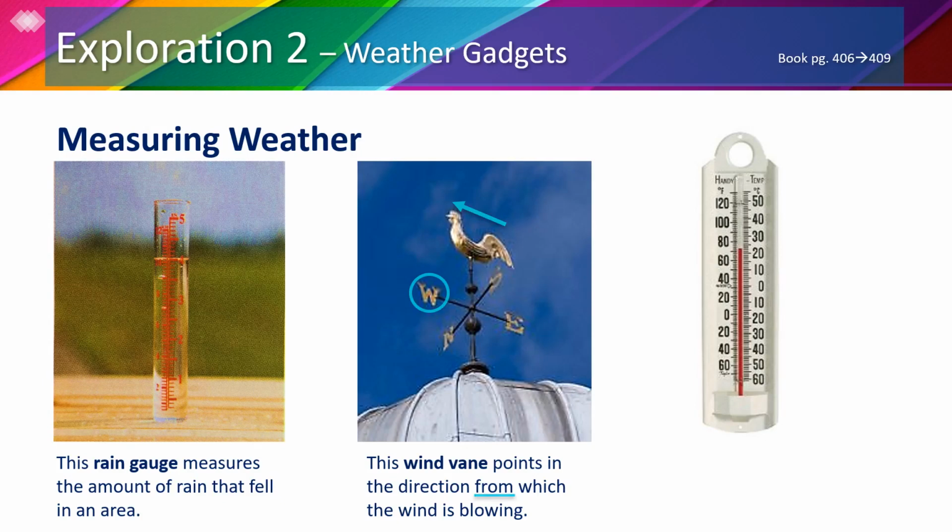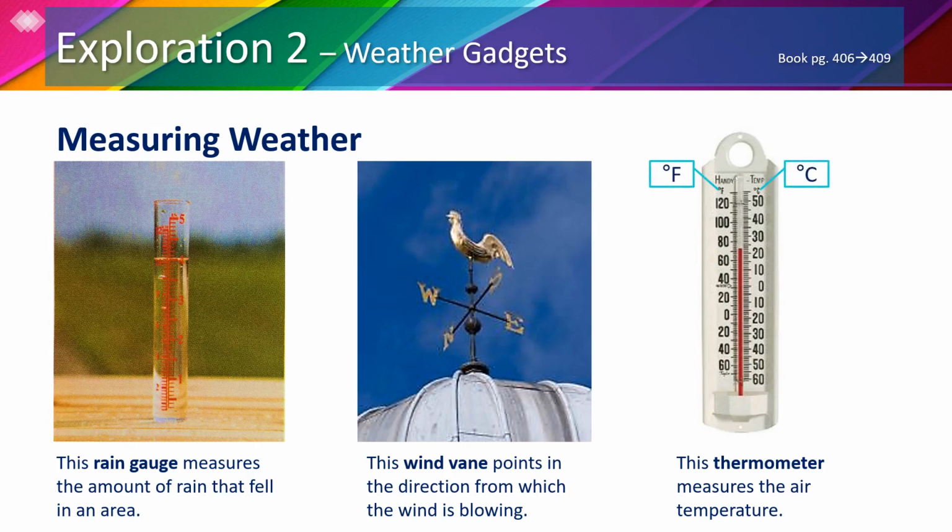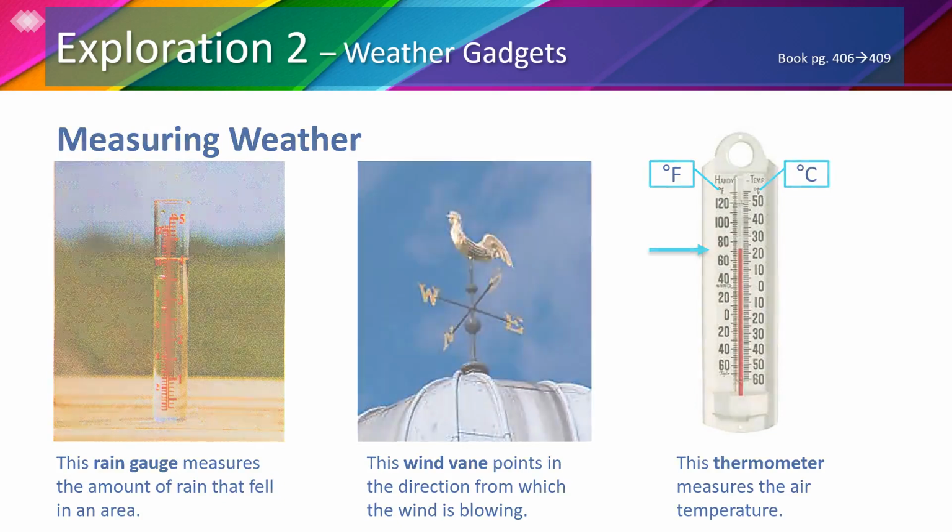And finally, in the last picture, we can see a thermometer. This thermometer measures the air temperature. You have probably seen one of these around. The thermometer can tell us the temperature in degrees Fahrenheit or in degrees Celsius. We look at the red line and we read the number next to it.